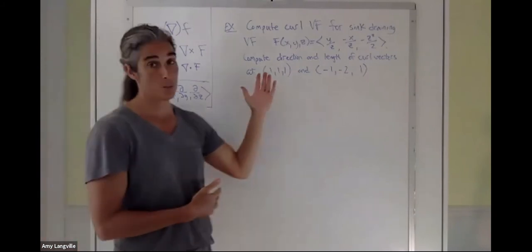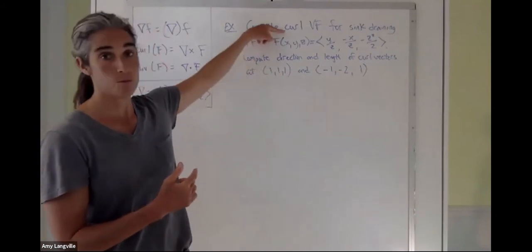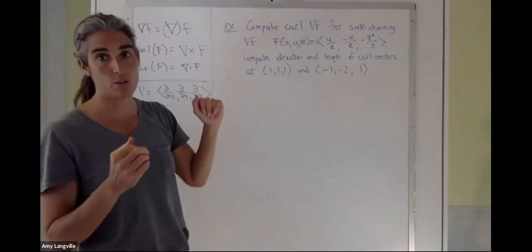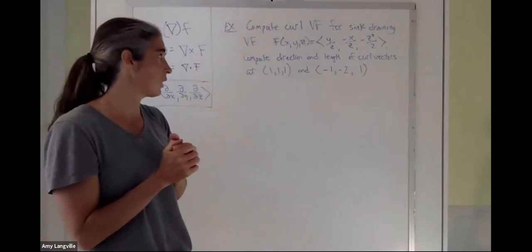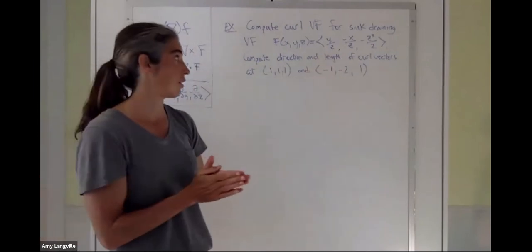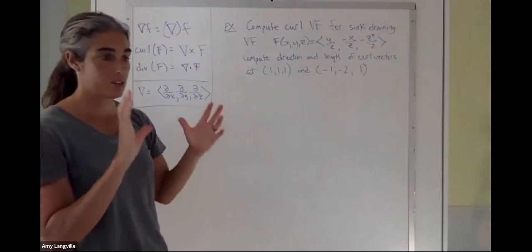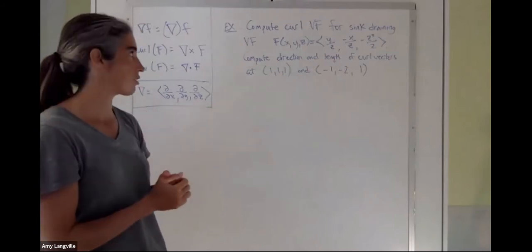And so we're going to do an example. We're going to work through it computationally, and then we'll come back and try to understand visually and geometrically what curl is actually doing. We're going to take a look at this sink draining vector field we've done a few times already in this chapter. And so it's an approximation of what actually happens, the swirling that happens in a sink draining.